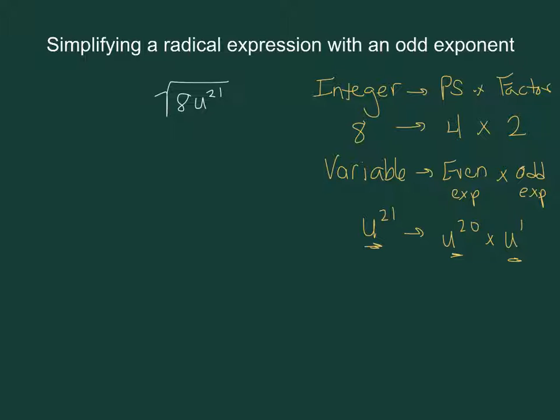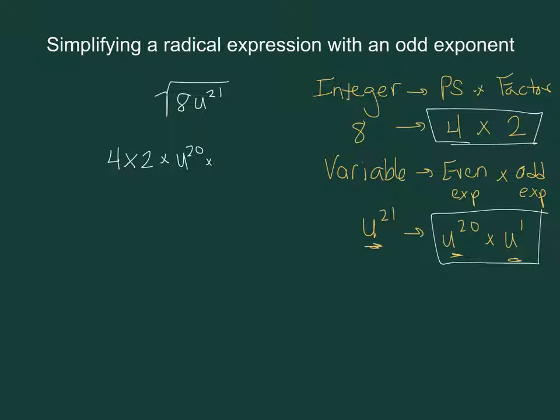Now what we're going to do is take these two and apply them into this. Alright, so here we go. This is going to be 4 times 2 times u to the 20th times u to the 1st, all of it square rooted. Now remember the rule: the square root of a times b is equal to the square root of a times the square root of b. That's the property that we're using, or the rule as I call it.